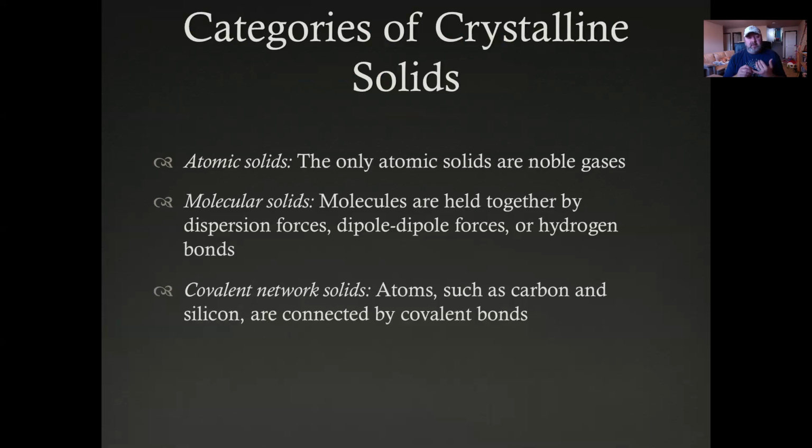Molecular solids then are molecules that are held together by some of those forces we talked about earlier: dispersion forces, dipole-dipole, and hydrogen bonds. Those are what we call molecular solids, and those attractions are relatively weak, but still there's that force of attraction nonetheless. And then covalent network solids are atoms like carbon and silicon. Those are connected by covalent bonds.